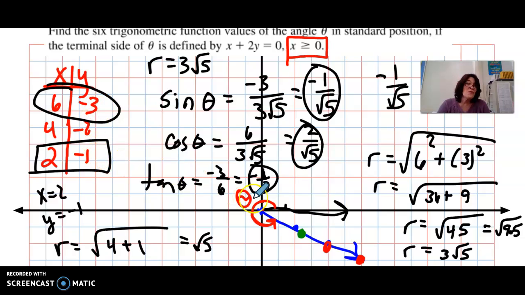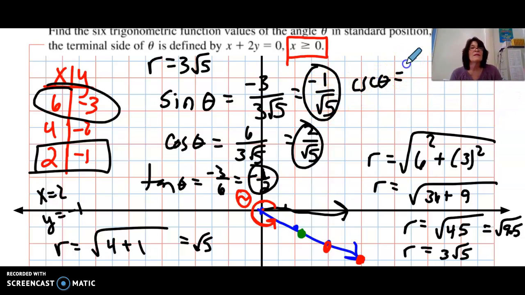So I usually do try to pick the smallest point I can, because then I know I won't have to do as much arithmetic. Anyway, it's up to you. You'll get the same answer eventually. Cosecant then, I'm going to flip this so it's negative square root of 5 over 1. I'll just write negative square root of 5. Secant, square root of 5 over 2.